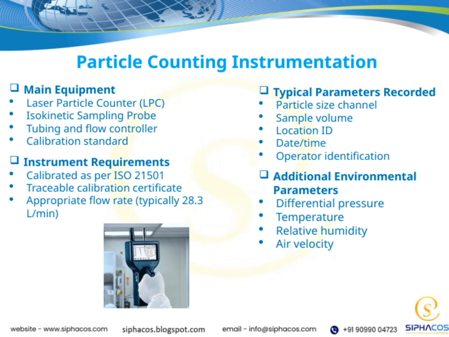This guarantees traceability and consistency. A calibration certificate proves that the device has been tested and verified. Lastly, the flow rate typically needs to be around 28.3 liters per minute, which is a standard flow rate to ensure reliable and comparable results across different tests and setups. All these parameters and equipment considerations are fundamental to maintaining the accuracy, reliability, and traceability of our particle measurement process.